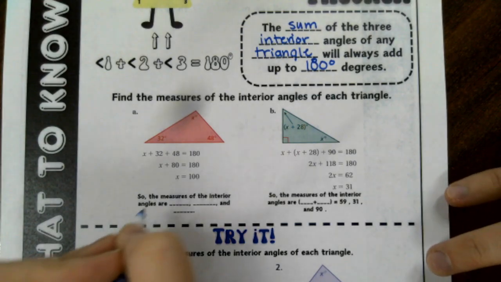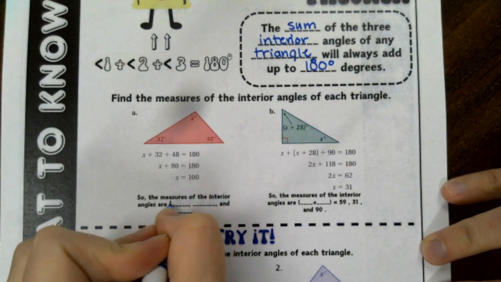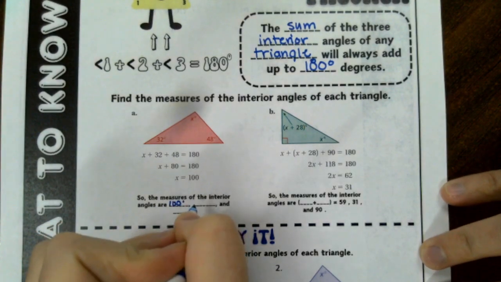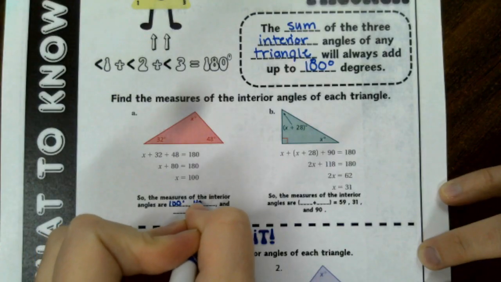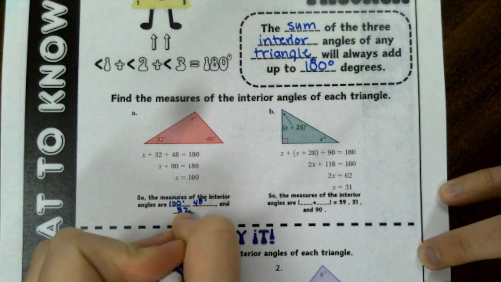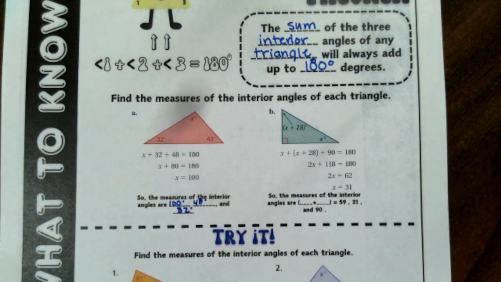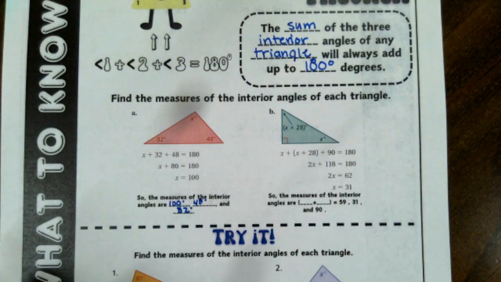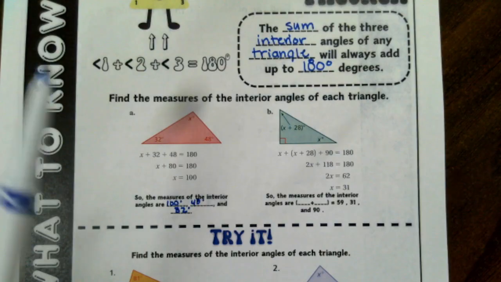So the measures of the interior angles are 100 degrees, 48 degrees, and 32 degrees. And if I add all those together, I'm getting 180 degrees. So I know that that's correct, right? I'm able to check my work. So here's my other one.